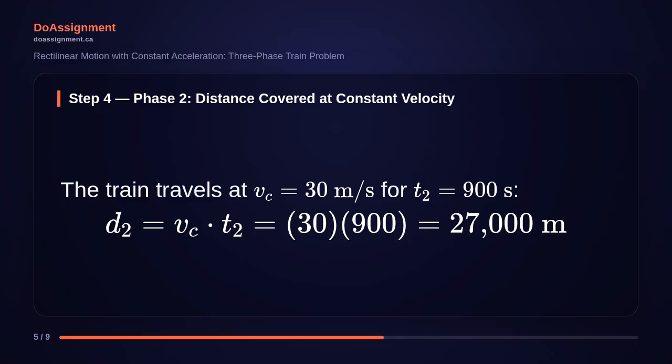During the constant speed phase, the train moves at 30 meters per second for 900 seconds, covering 27,000 meters.